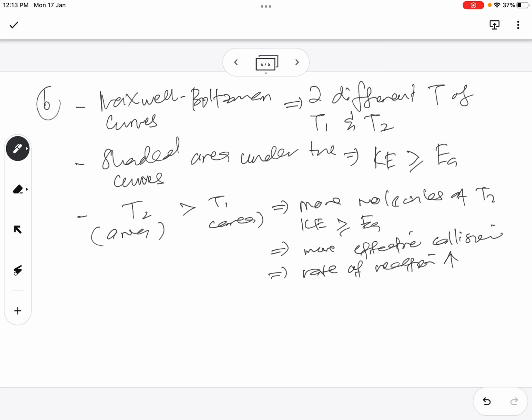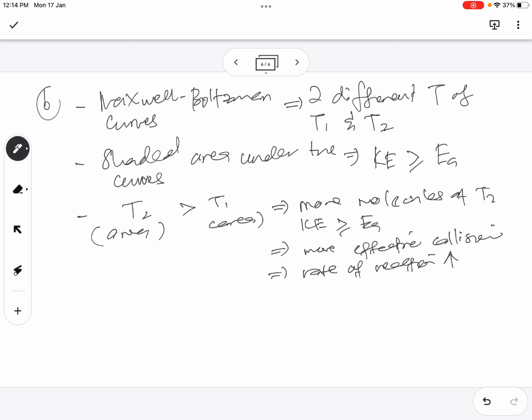So, let me repeat question B. First, you must state that this Maxwell-Boltzmann curve is for two different temperatures, T1 and T2. Then the shaded area under the curve shows the kinetic energy of molecules equal to or greater than activation energy. Then the T2 area is bigger than T1, showing more molecules at T2 having kinetic energy equal to or greater than activation energy. More molecules means more effective collisions, so the rate of reaction increases.